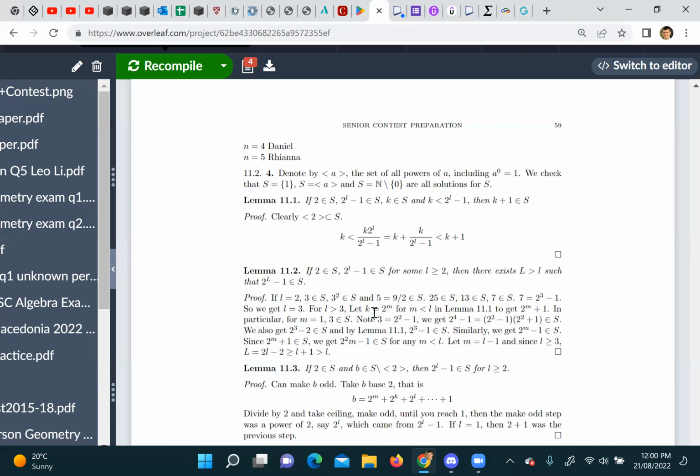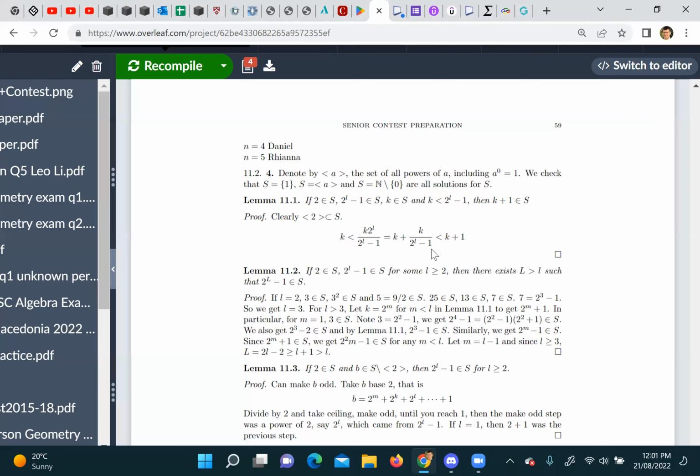Okay, so then you let k equal 2 to the m, where m is less than L, right? And then we explain that you get 2 to the m plus 1, yeah? Wait, how does that work? So you make k equal to 2 to the m in this lemma. K is less than 2 to L. Wait, what? Doesn't your lemma show everything? Isn't that cyclic reasoning? I'm confused.